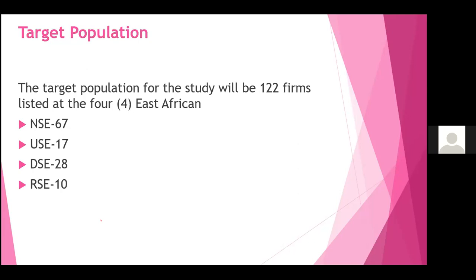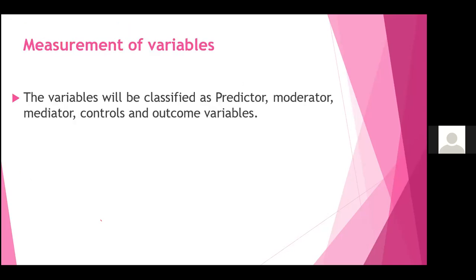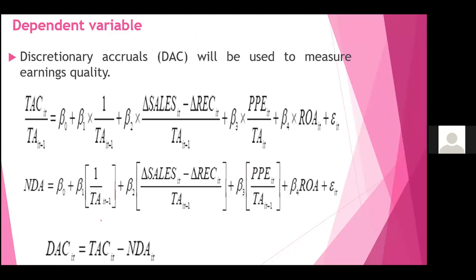The population is 122 firms, and I have not yet settled on the sample, but I'm going to make sure I remove any suspended firms and any cross-listed firms. With cross-listed firms, you'll find that a firm actually belongs to Kenya, but has also been listed in Rwanda and Tanzania. Those ones I will be removing. And any firm that has been suspended, if it has not operated for those 7 years, I am also going to eliminate it. That way, I will be able to come up with the sample size that I'm going to carry out the work on. My variables would be a predictor, a moderator, a mediator, a control, and the outcome variables.